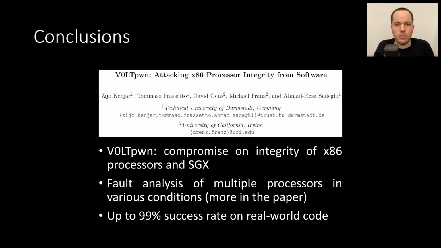This concludes my presentation of the VoltPawn paper, the first one together with concurrent work to successfully compromise the integrity of SGX enclaves. We have performed a detailed analysis of the faults happening in an undervolted environment under a number of conditions, including voltage, frequency, and temperature. More details about those are in the paper. Moreover, we have performed an attack on real-world code and show success rates up to 99%. Thank you for your attention.